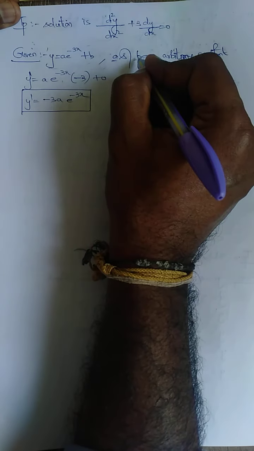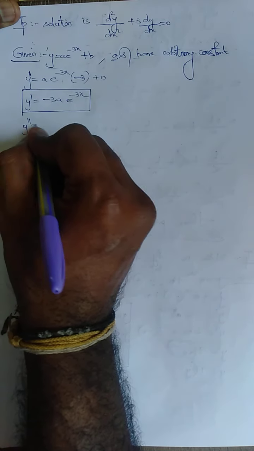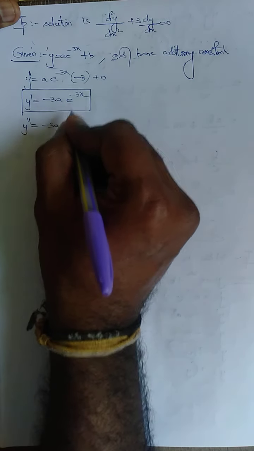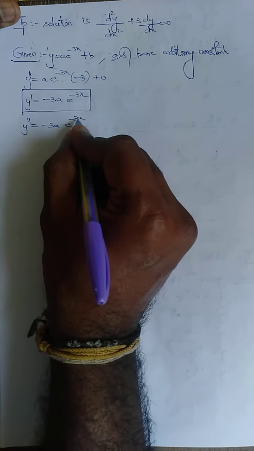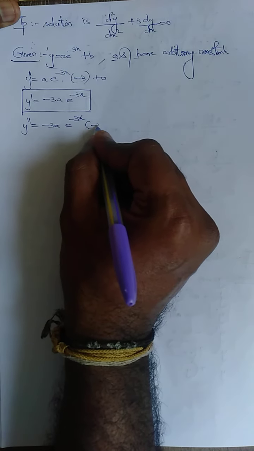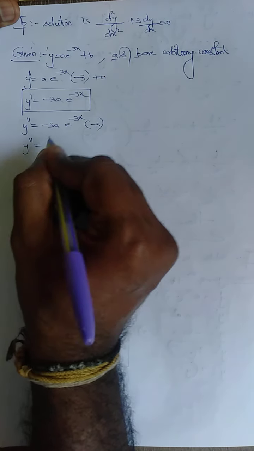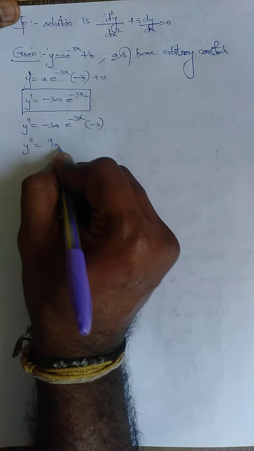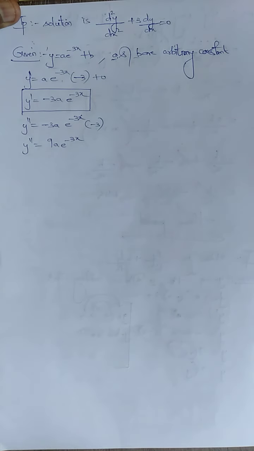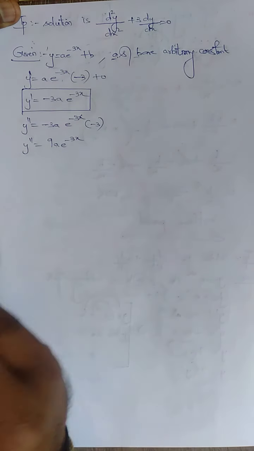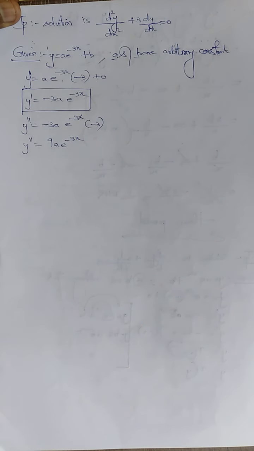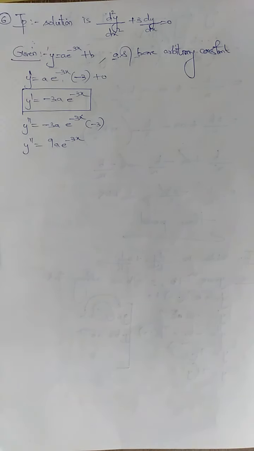Next I am going to differentiate once again, because there are two arbitrary constants, so we need to differentiate twice. So differentiating y dash gives y double dash: minus 3a is a constant, e power minus 3x differentiates to e power minus 3x times minus 3. So y double dash is equal to minus into minus, plus 9a e power minus 3x. Still a is present. How can I eliminate a?